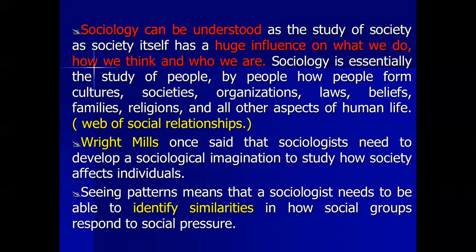The study of people by people: how people form cultures, societies, organizations, laws, beliefs, families, religions, and all other aspects of human life. This is what we call the web of social relationships. C. Wright Mills once said that sociologists need to develop a sociological imagination to study how society affects individuals. Seeing patterns means the sociologist needs to be able to identify similarities in how social groups respond to social pressure.